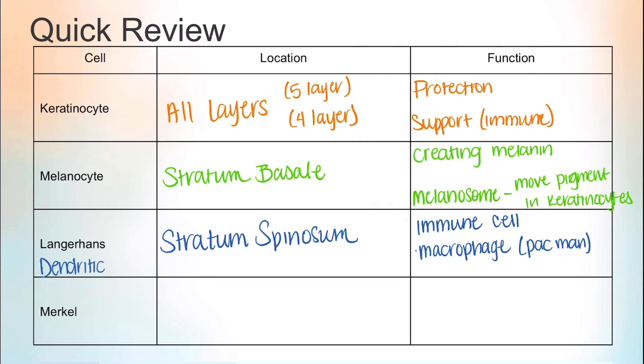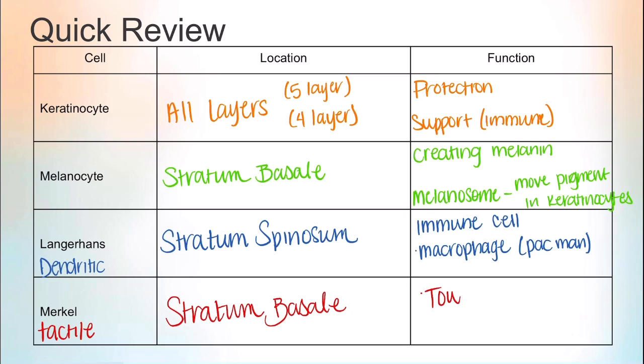All right, our last one is going to be the Merkel cell. Now, the Merkel cell also had an alternate name, and that was going to be our tactile epithelial. So that tactile, think of touch, and this guy is going to be located in the stratum basale. All right, so these guys are touch stimuli. They are going to give us an insight into what is around us. We will see that they are going to vary in density due to our location.